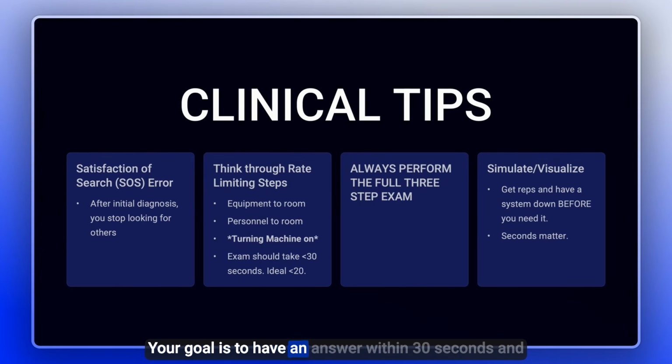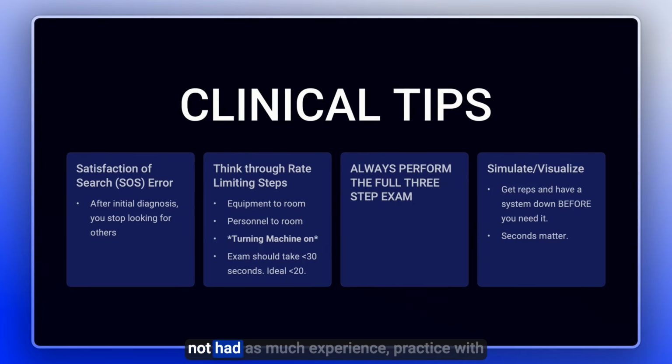Your goal is to have an answer within 30 seconds and ideally within 20 seconds of performing this exam. You want to be quick, so you want to think through all the steps that can get you your answer as quickly as possible. Another tip is always perform all 3 steps of this exam. If ever the patient status changes, perform all 3 steps over again. This helps limit that satisfaction of search error where you land on an initial diagnosis and you miss other things. Be systematic about it. There's a reason we have 3 steps to this exam, and they need to be performed every single time.